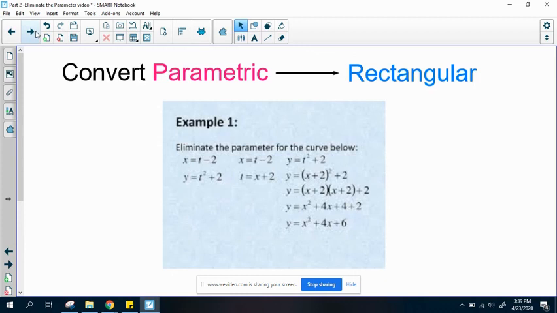And that's basically how you convert from parametric to rectangular. To go the other way, you'll look at the next video where you will write equations in parametric, and that will be converting the other way, when something's in rectangular, how to put it into parametric.